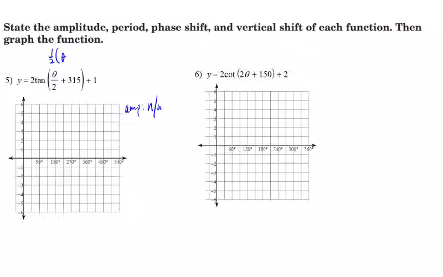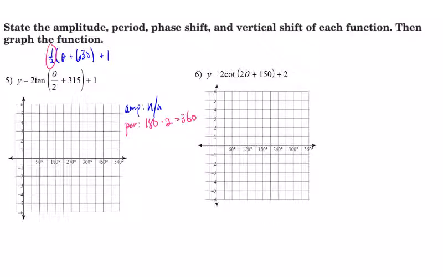So I'll get theta plus 315 times 2 is 630. Okay, plus 1. So the period is going to be 180 times 2, right? So opposite of dividing by a half is multiplying by 2. So that would be 360.